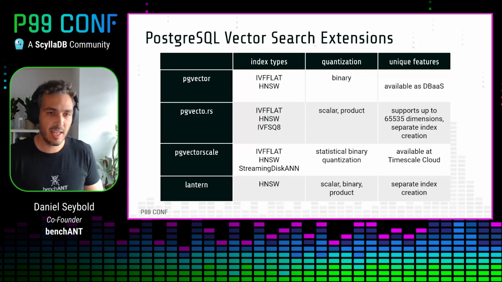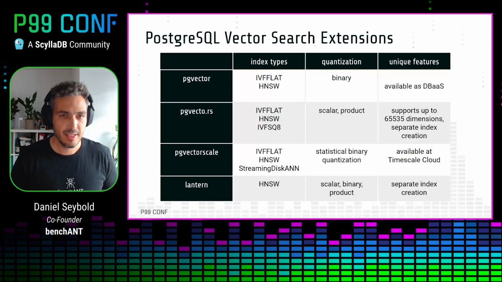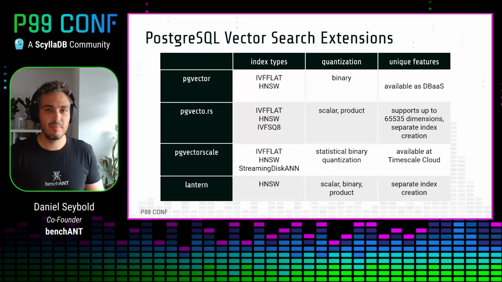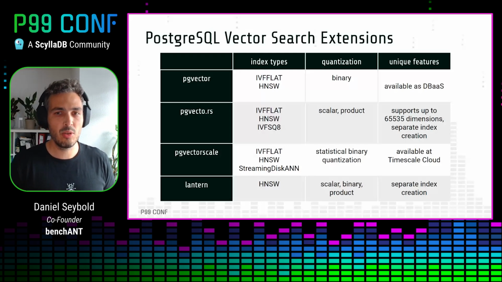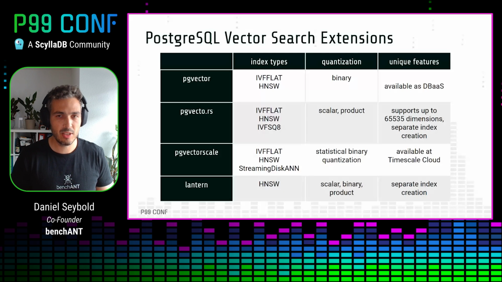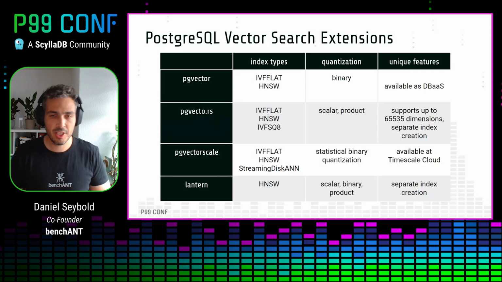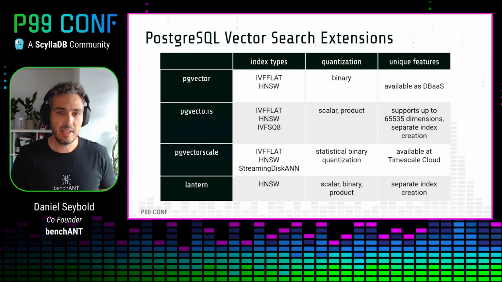So when it comes to index types, they support different kinds. When it comes to the quantization approaches they support, there's also a difference here. And then, of course, they have unique features. pgvector is the most well-known one so far. This is also available in some of the database as a service offers, especially the ones of the hyperscalers already. We have pgvector.rs that supports very high dimensions, and it enables creating the index out of the actual Postgres engine.